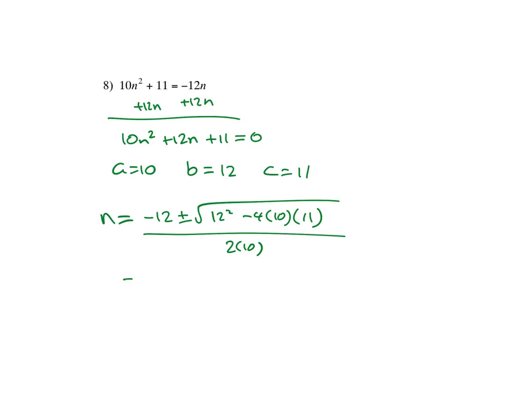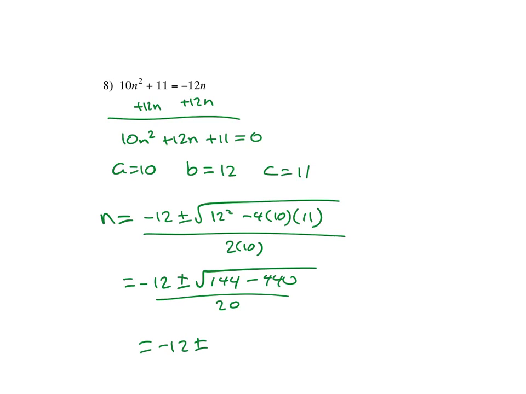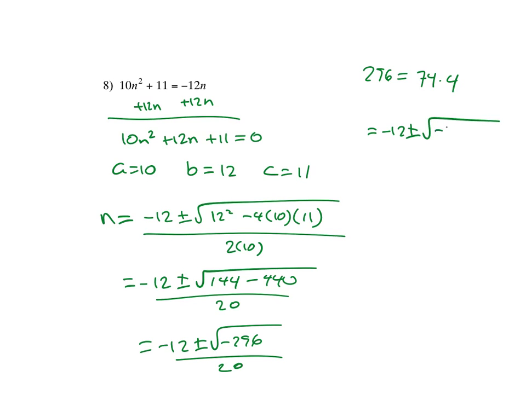2 times 10. So negative 12 plus or minus the square root of 144 minus 440, divided by 20. So negative 12 plus or minus the square root of negative 296 divided by 20. So 296 is the same as 74 times 4. Right, so i is equal to negative 12 plus or minus the square root of negative 4 times 74 divided by 20. So negative 12 plus or minus 2i square root of 74 divided by 20.